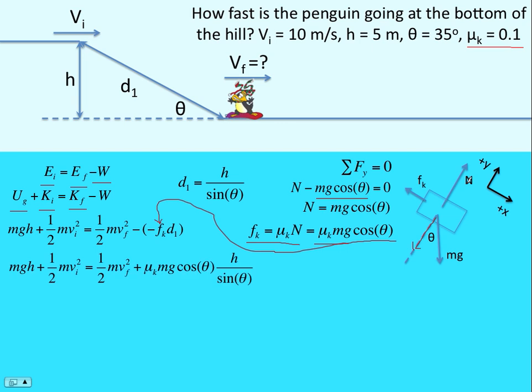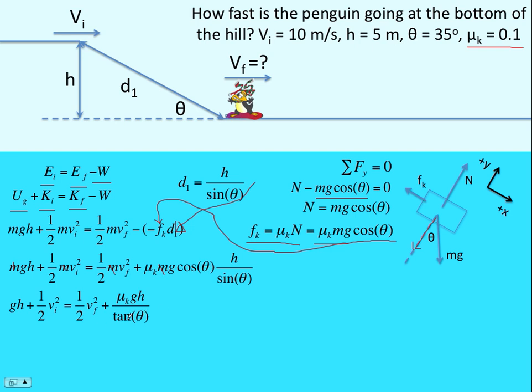And so we substitute that in, and notice I put in h over sine theta for d1. We solved for that here. And so you get a little bit of simplification if you want. You get mu, the m goes, and the cosine over sine, you can make that tangent if you want, you don't really have to.